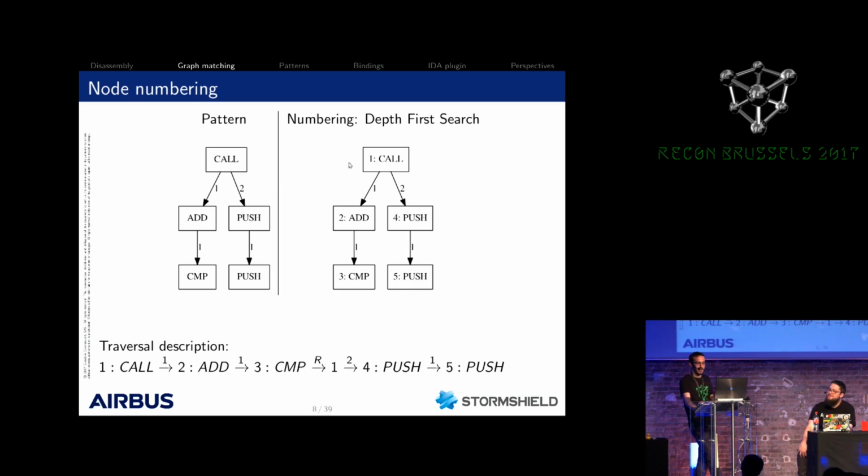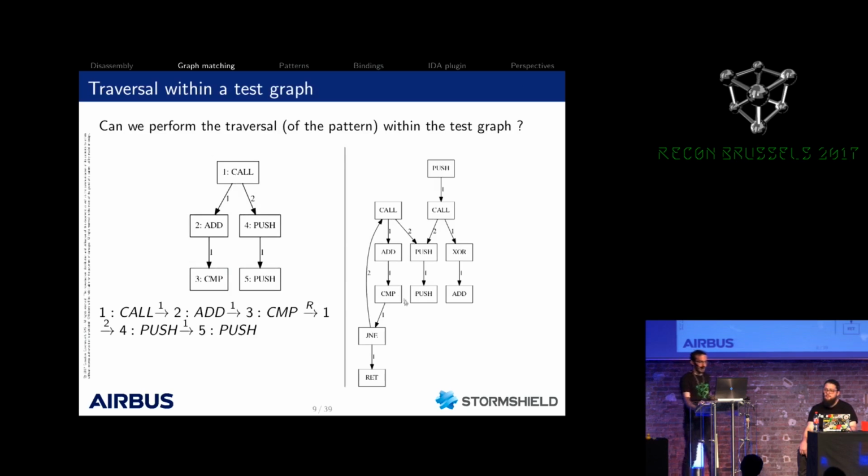So you go back here, and you say, okay, now you take the child number 2, and you get to a push. Then you take the child number 1, and you get to another push. So this text representation is equivalent to the pattern representation as a graph. So once you have this, the question we need to ask is, can we perform the traversal of the pattern within the test graph? So we saw that the pattern on the left is equivalent to the text representation.